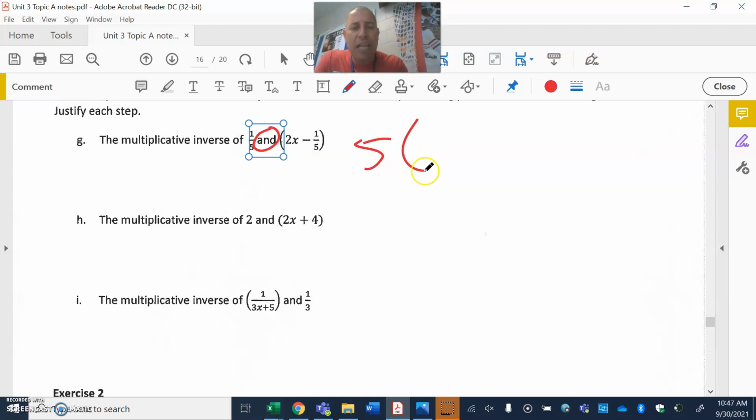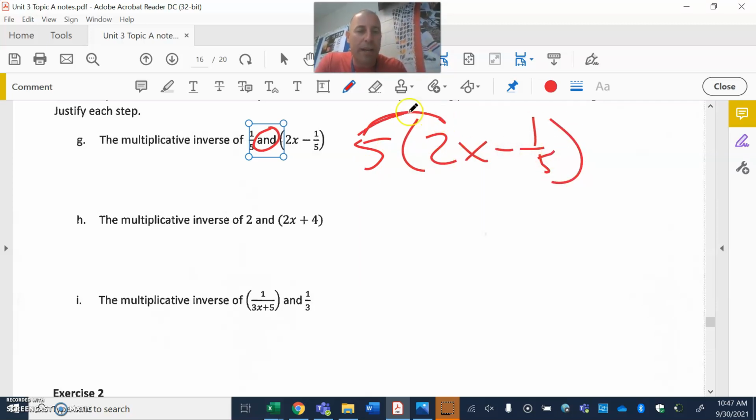So it's 5 times the 2x minus 1/5. We're going to multiply everyone by a 5. So 5 times 2x is a 10x. And then 5 times a 5th. Okay, two things. One, mental math. Poof.